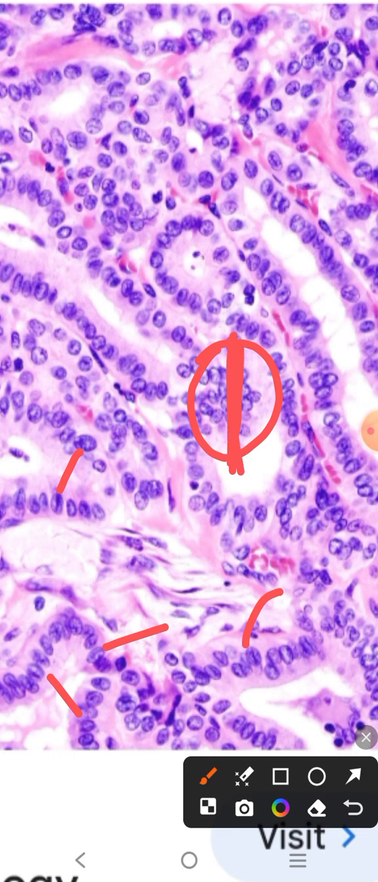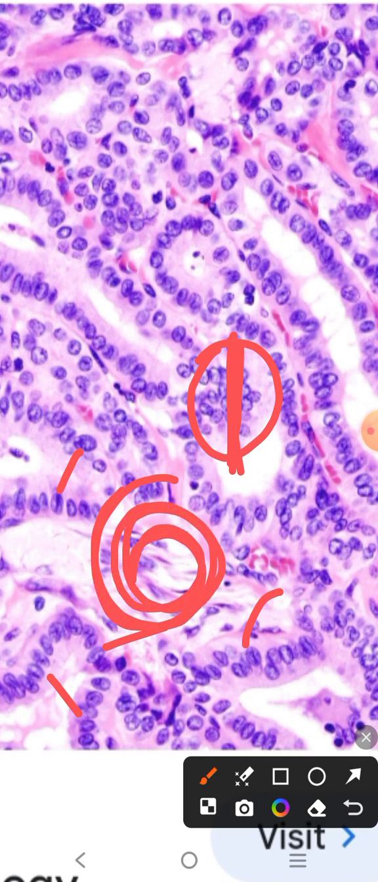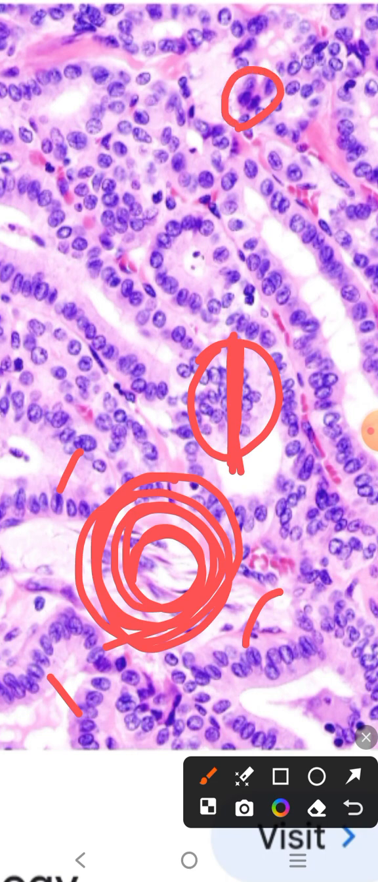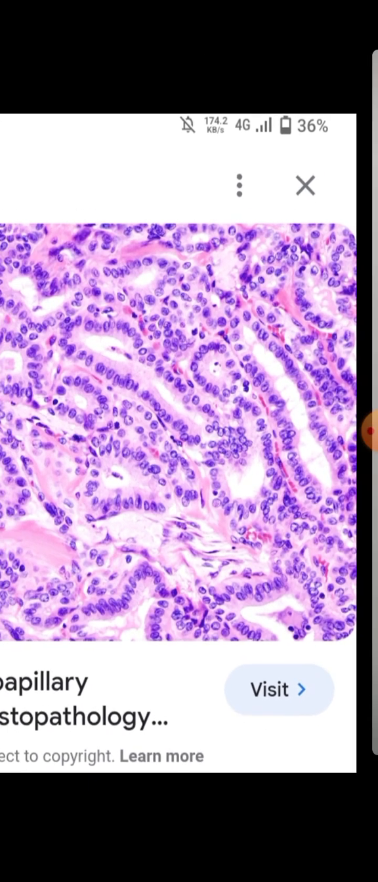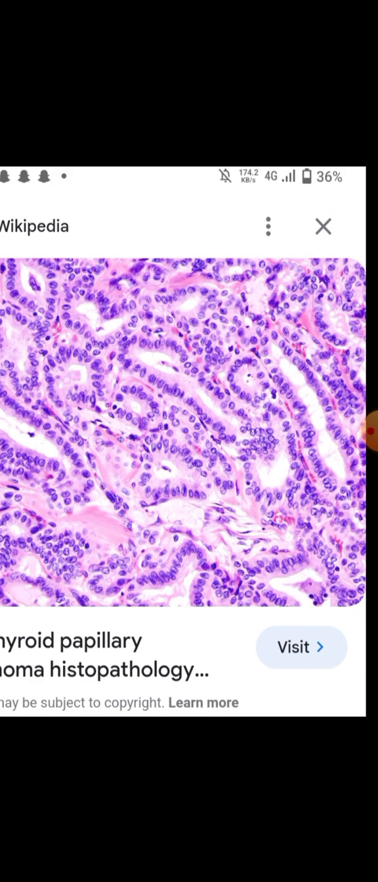Our third feature is psammoma bodies. You know what a psammoma body is? A psammoma body is concentrically arranged calcified structures like this. It cannot be so easily appreciated in this slide, but these are psammoma bodies. It is also a pathognomonic feature of papillary thyroid carcinoma. I am telling you all the pathognomonic features, like ground glass appearance, psammoma bodies, and pseudo inclusions, all can be seen here. So these were some things that you must know to identify a slide of papillary thyroid carcinoma.